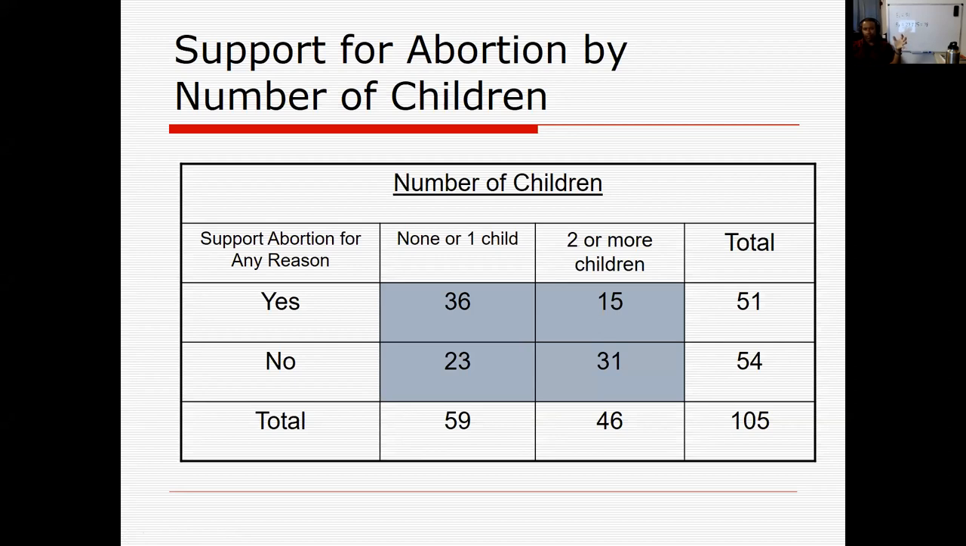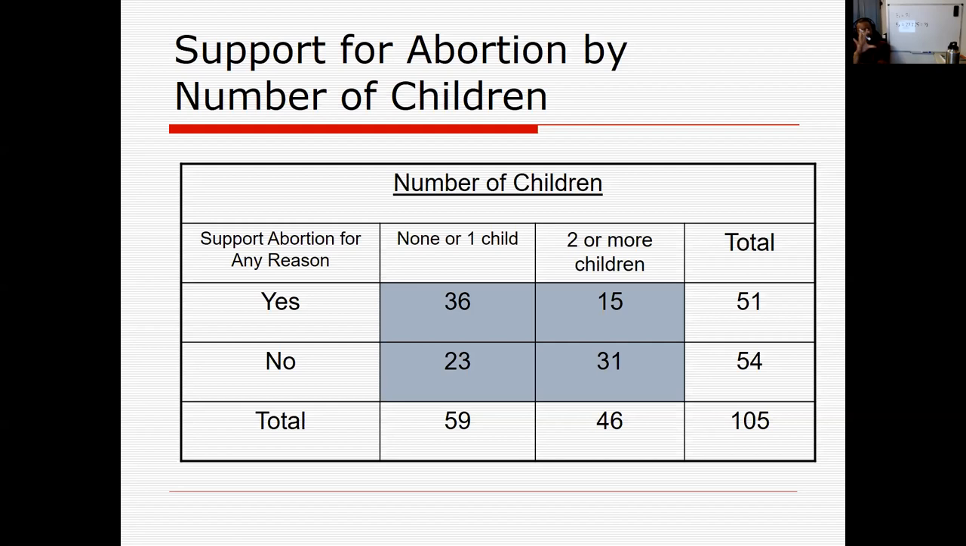What are those two categories? The first one is none or one child, and the second one is two or more children. Good. Now let's just take a look at none or one child. If we were looking at just none or one child, would we predict that those people would say yes, they support abortion, or would we predict that they say no, they don't support abortion? You said yes because the number is bigger. Right, so 36 is bigger than 23.